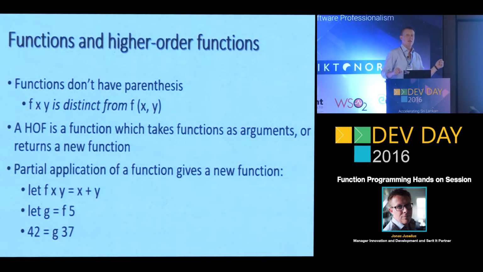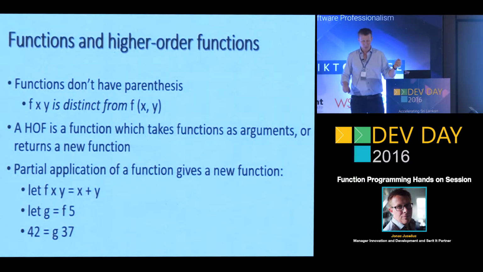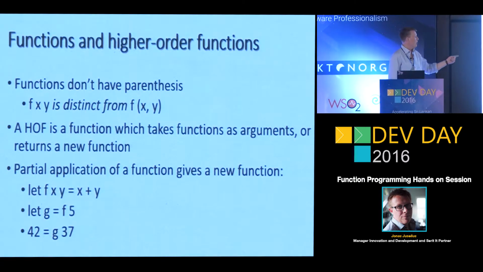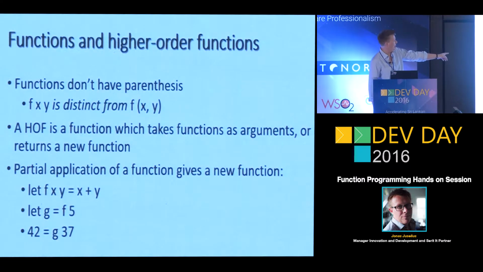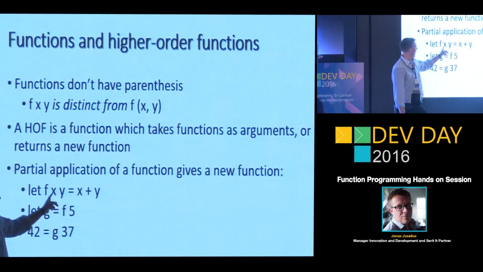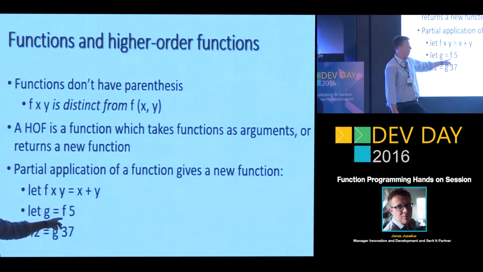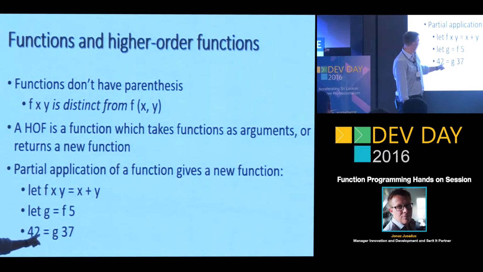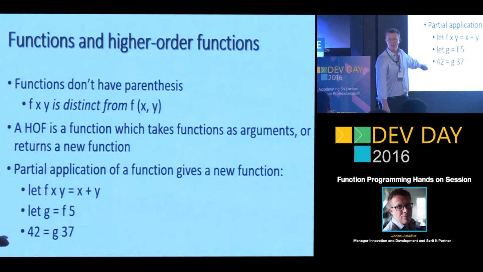Map takes a function and applies it to something. Another thing which you don't really find in non-functional languages is partial application. So suppose now I define a function f of 2 arguments, x plus y. I can call it with just 1 argument, the x, f 5. I can bind that to a new name if I like. And now I can call g with a value of 37, and the result will be 42.